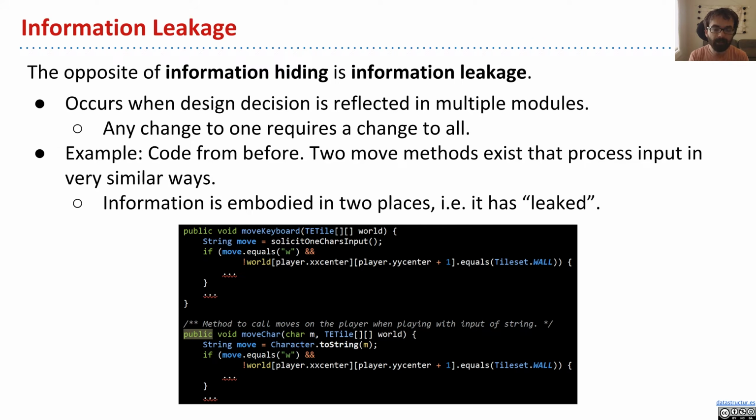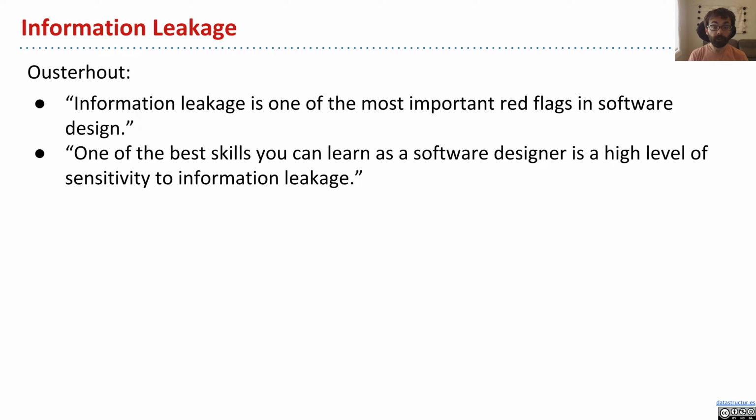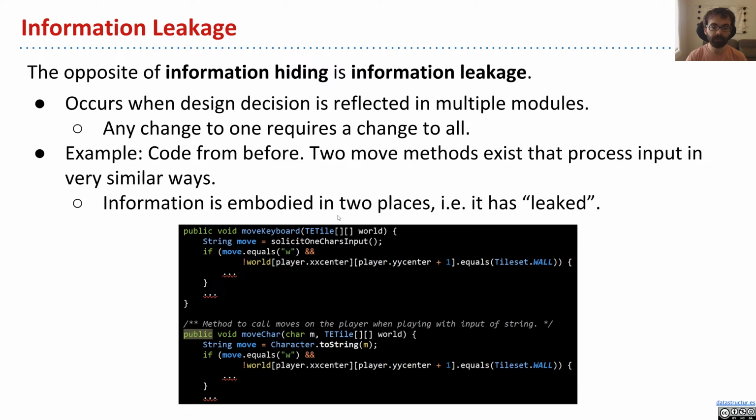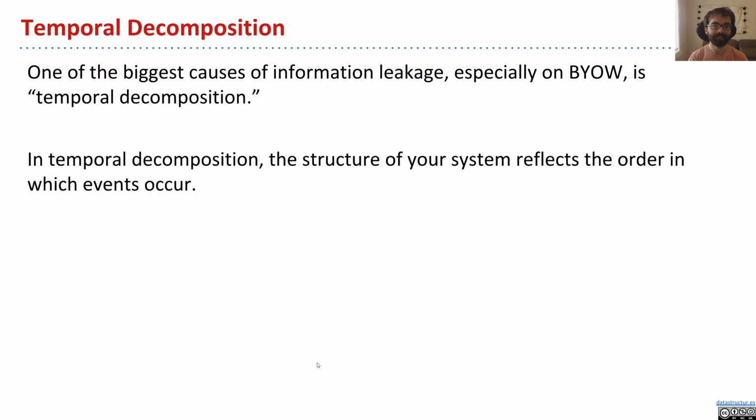It makes it just much harder to reason about, makes it hard to fix anything. So Ousterhout points out rightly that information leakage is one of the most important red flags in software design, and one of the best skills you can learn as a software designer is a high level of sensitivity to information leakage. So you should be looking out like a hawk for things like this.